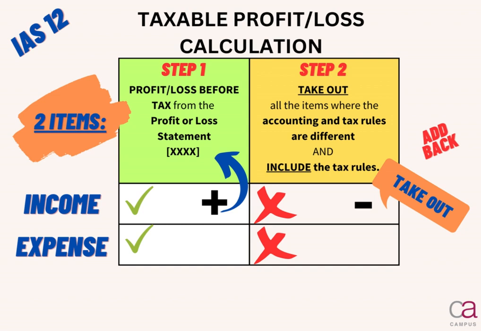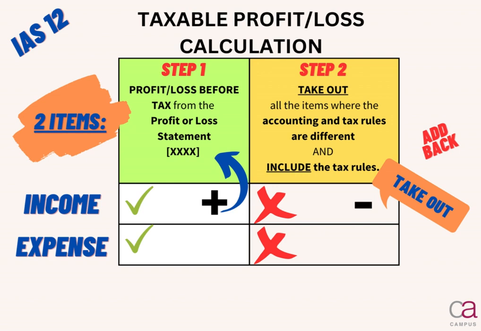Let's recap our two items. On the left side, when we have our income, that is not taxable. Therefore, it cannot be included in our profit or loss before tax. We need to take it out. When you look at the signs, it's included, it's a positive for profit and loss purposes, but for tax purposes, if we take it out, we need to deduct it.